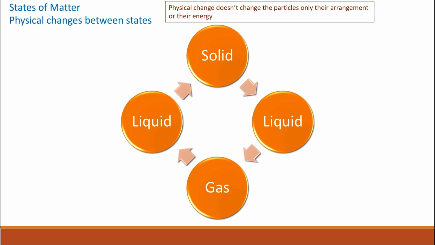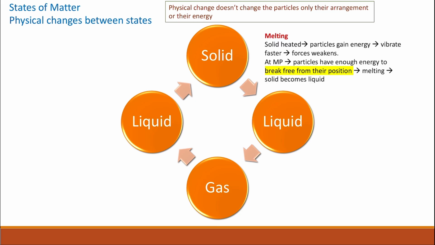Finally, let's have a look at the change of the state of matter between solid, liquid, and gas and use the particle theory to explain that change. So first of all, let's start with the change from solid into liquid, which is melting. When solids are heated, the particles will gain energy and the particles will start to move faster. And then at melting point, the particles will have enough energy to break free from their position. So they will melt and change from solids into liquid.